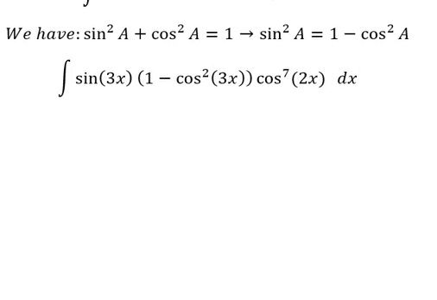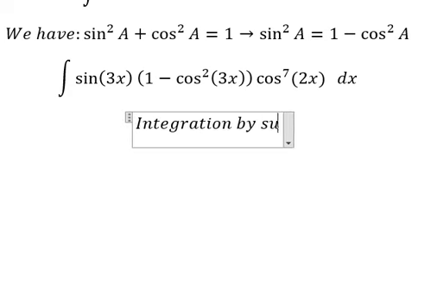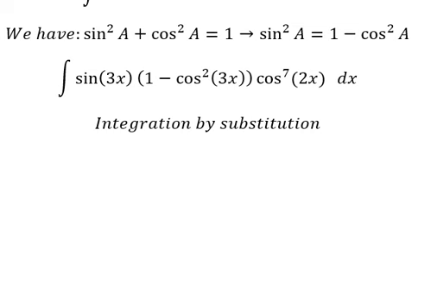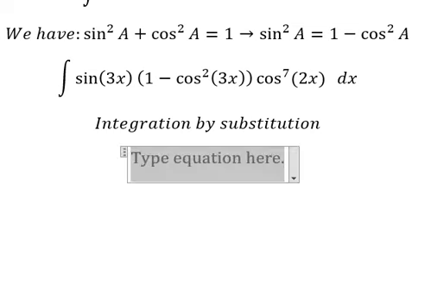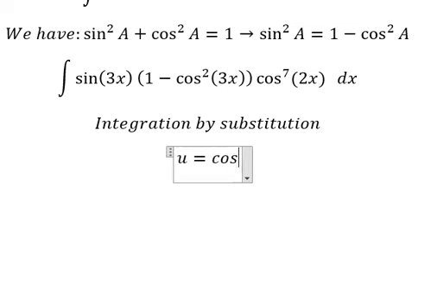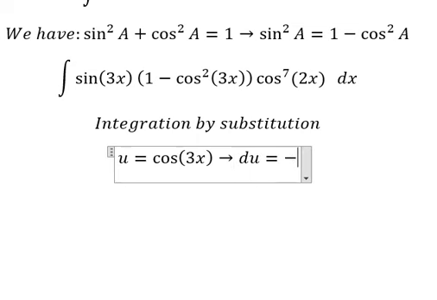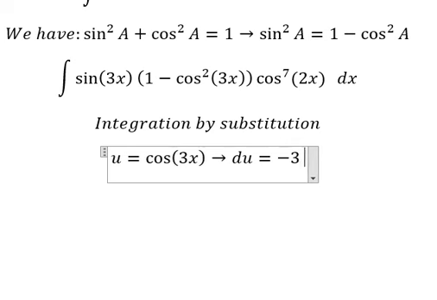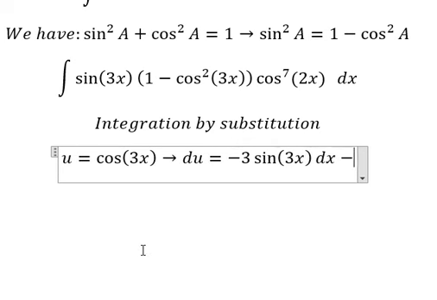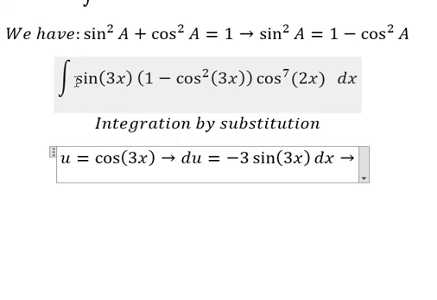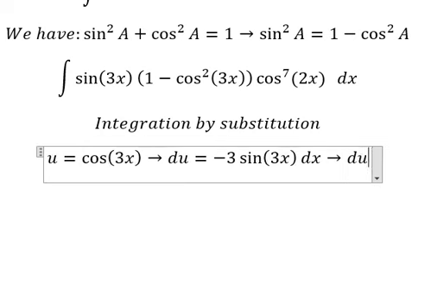So we can use integration by substitution. So I will put u equal to cosine 3x. Later we need to do first the derivative for both sides, and we have negative 3 sine 3x dx. Because we don't have negative number 3, we need to divide both sides by negative number 3.